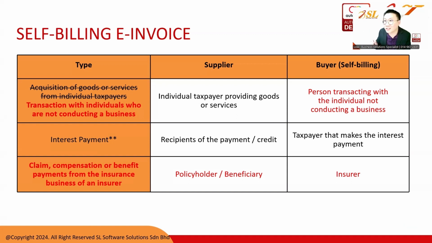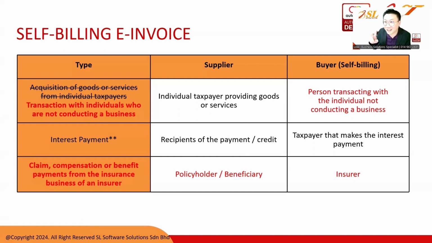And the last one, insurance also. Insurance claim: the insurance company pays you money, so immediately they will do the self-billing. Okay, so for the last one, I will go back to the transaction with individuals who are not conducting a business. You see, the previous term was acquisition of goods and services from individual taxpayer. So individual taxpayer could be the partnership and sole proprietor, but it is removed and replaced with transaction with individual who are not conducting a business. Meaning that I can do self-bill only for those scenarios where the supplier is not a business.